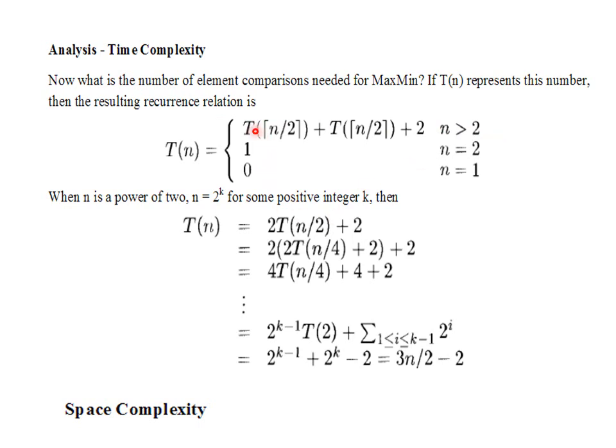So we can write 2T of n by 2 plus 2. Right, 2T of n by 2 plus 2. So what is the meaning of that? What is the meaning of these two? What is the value of B here? The value of B is 2 here and the value of A is equal to 2. So what is the meaning? The meaning is we are dividing the problem into two sublists and we want to solve both the sublists.